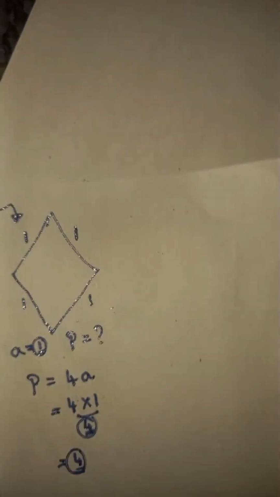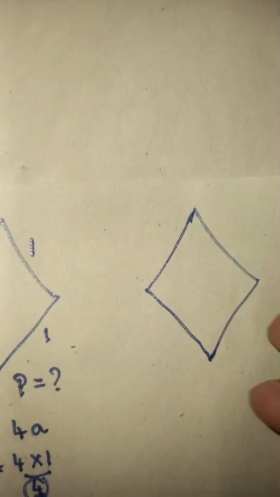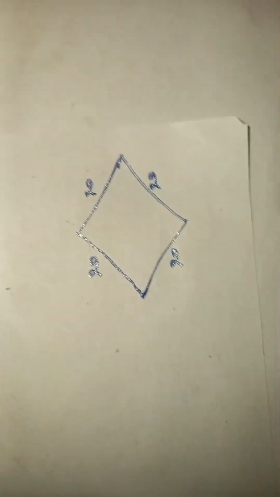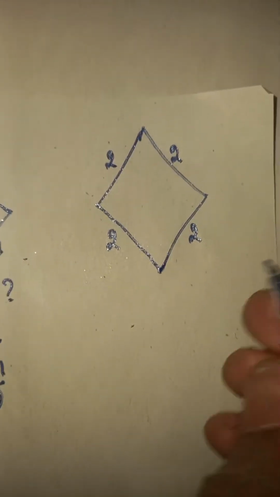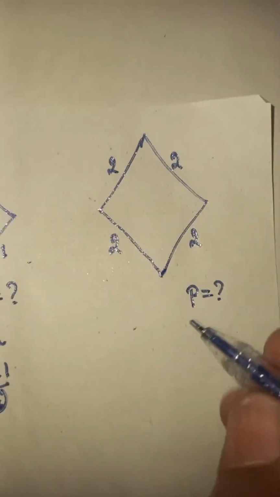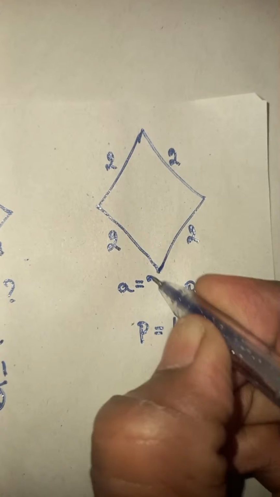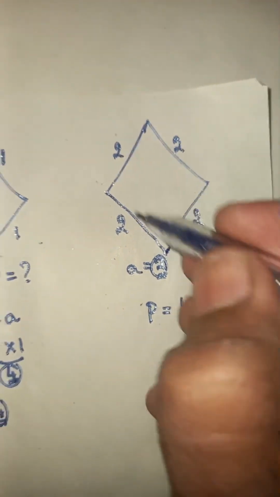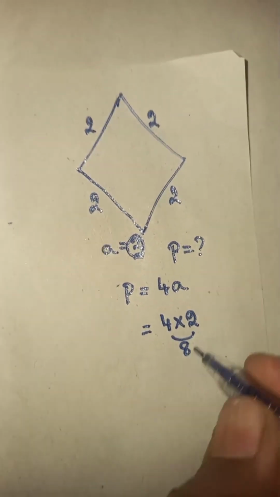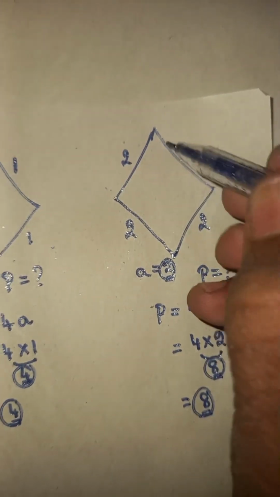Let's take one more rhombus. In this rhombus, they have given all sides as 2 units. Here you need to find out what's the perimeter of the rhombus. Here also you can write it: perimeter of the rhombus is 4 times the side length. Here also the side length is 2 units. So 4 times 2 units becomes 8 units. 8 units is the perimeter of this rhombus.